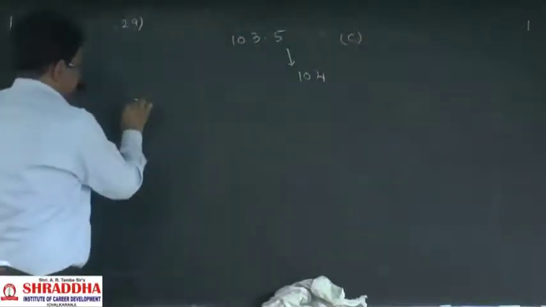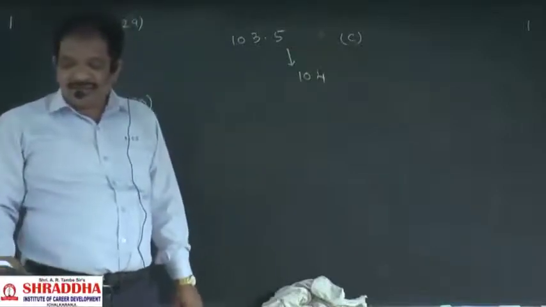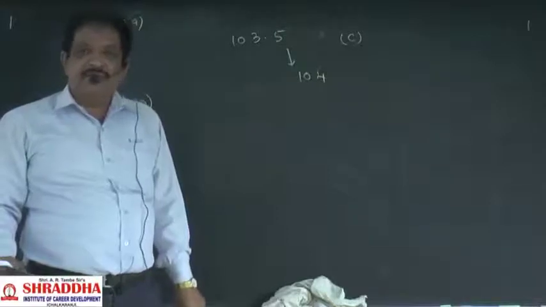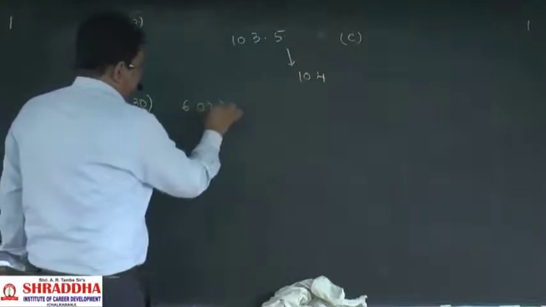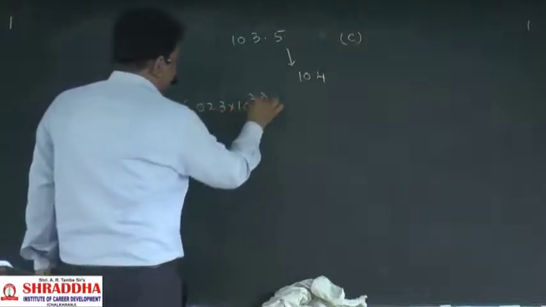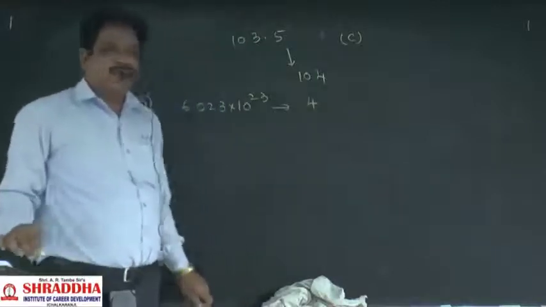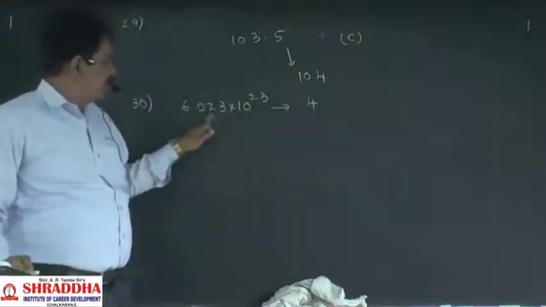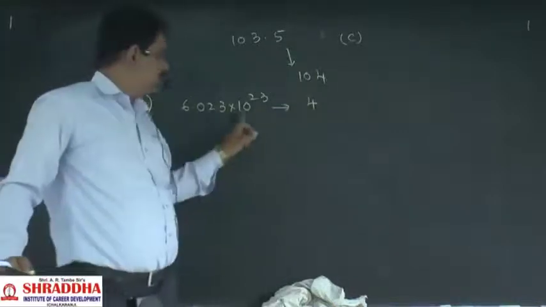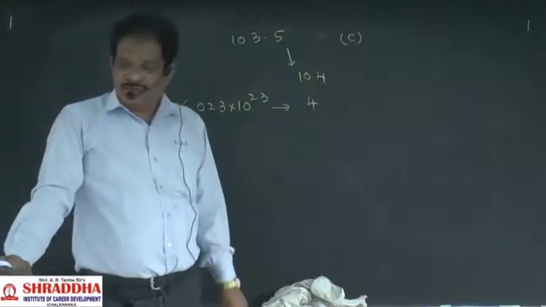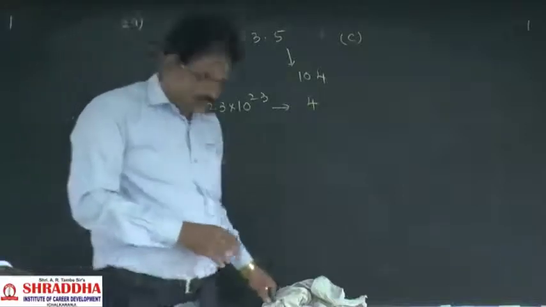Next, 30. The number of significant figures in 6.023 into 10 power 23. It will have how many significant figures? Means 4. 6.023, it will have 4 significant figures. No need to consider this power. Already you know about it. Okay. Next, 31.